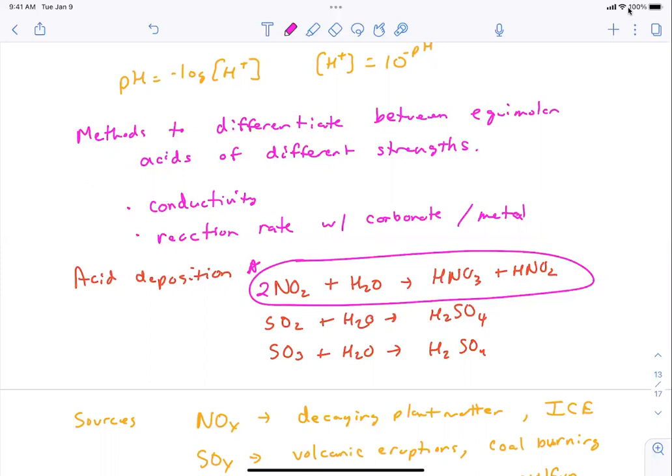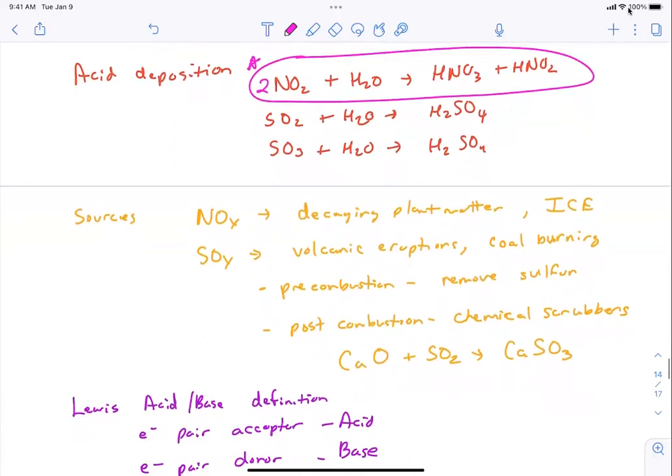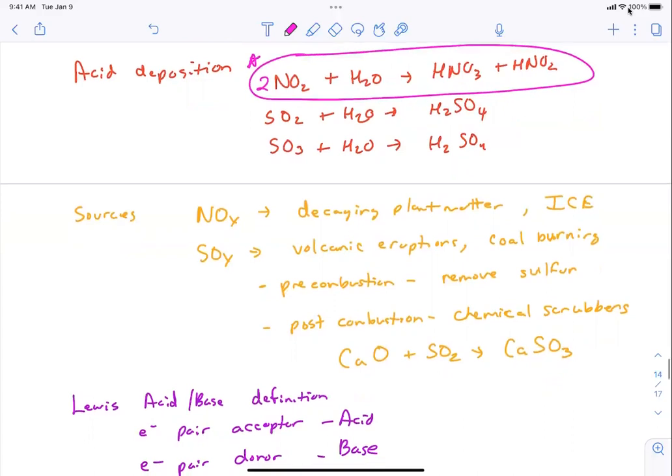Okay, acid deposition. Again, I started with the NO2 reaction because that's probably the one that's going to be hardest to memorize. Know your sources and know how to remove sulfur from your sources, from pre-combustion and post-combustion.